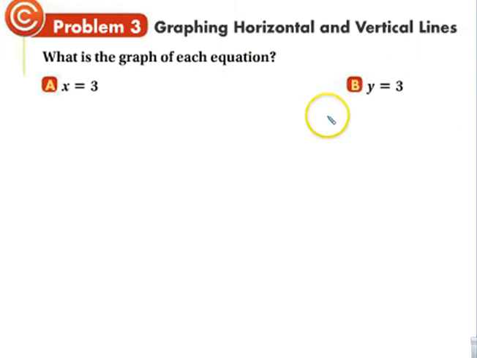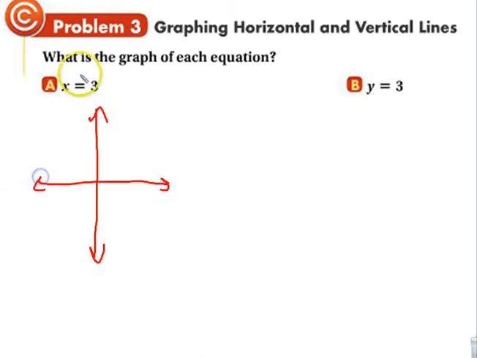Now these ones are special. Notice that one of the values is missing. There's no y here, there's no x here. So if we just think about it, this one says x equals 3. This is a linear equation, so we must be talking about, no matter what y is, x is always equal to 3. So what we get is a vertical line.